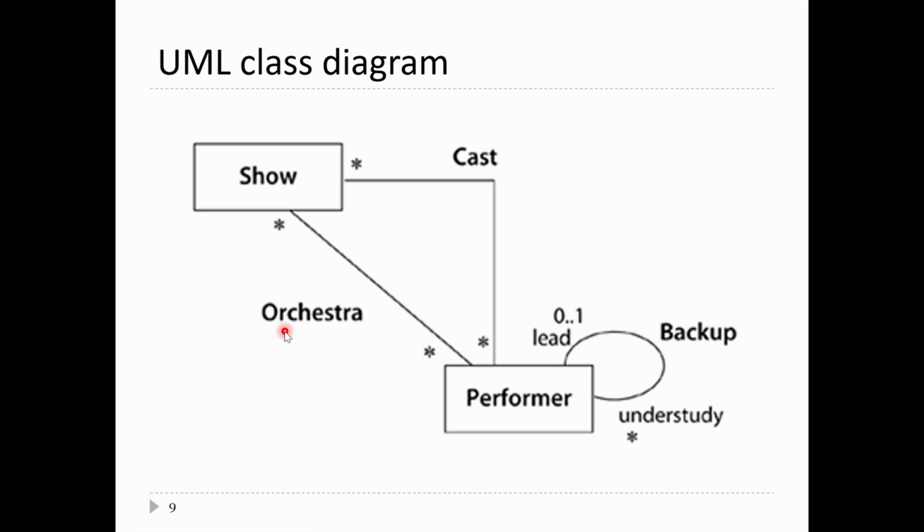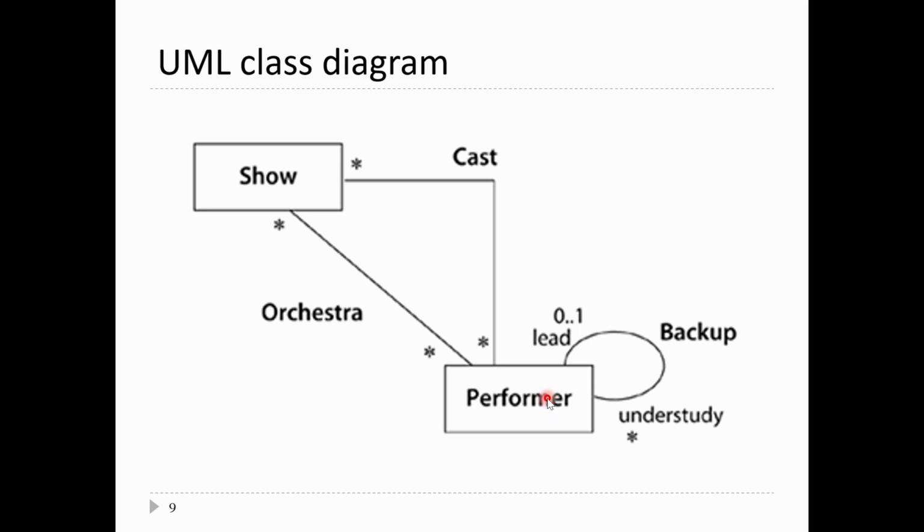This relationship here is labeled orchestra. This relationship here is called cast. So these would be the musicians in the orchestra. These would be the actors and actresses in the cast. So this says that a Show object, solid line, so it means association, has 0 or more performers. A performer can belong to 0 or more shows, so the line goes back the other way. A show has 0 or more members in the cast, and a performer can be a cast member in 0 or more shows.